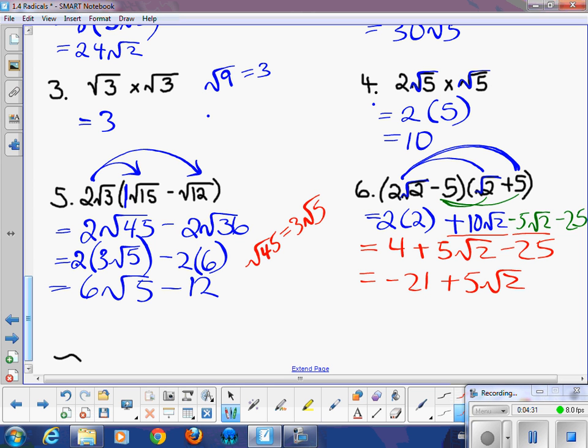So there's a fair amount of work with this section 1.4. As I said, it might take you a couple days in class to get all the work done. But I'm sure you'll have so much mathematical pleasure.